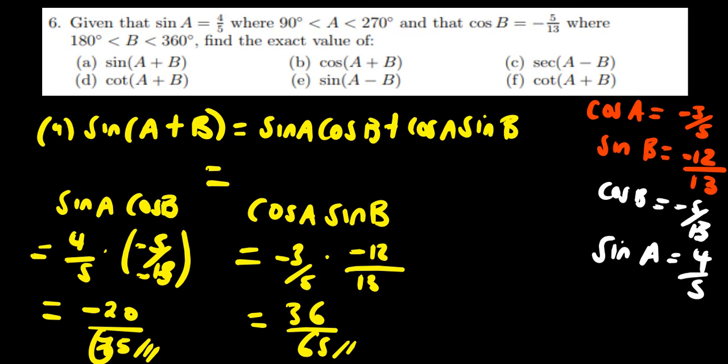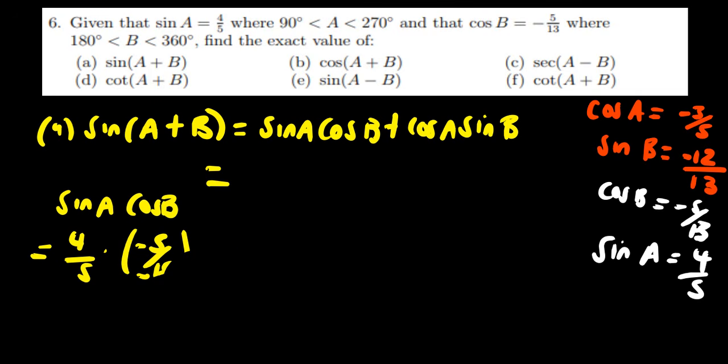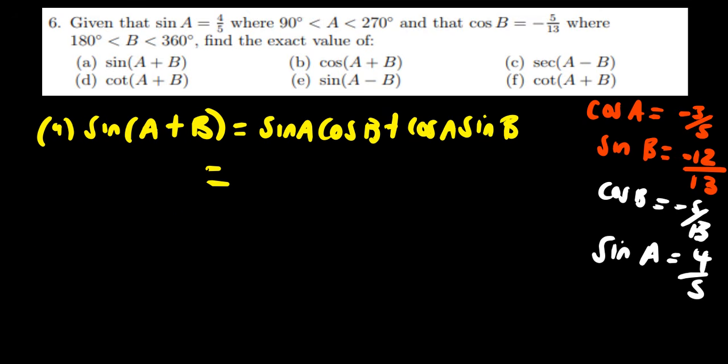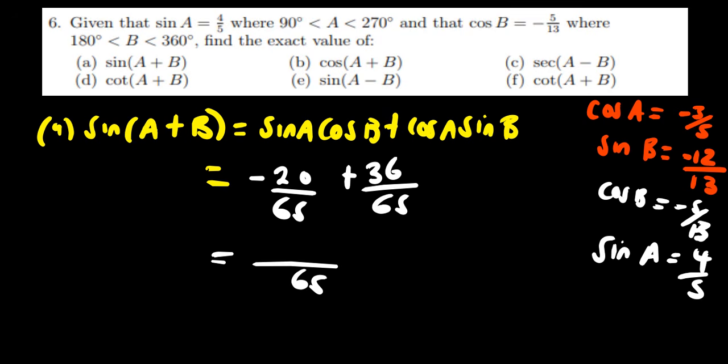So what are we going to do? We're just adding the two. So they both have the common denominator of 65. So what did we have? So we were adding negative 20 over 65 plus 36 over 65. And because they have the common denominator, this will be 65. Negative 20 plus 36, that just gives me is it a 16? Yeah, a 16, like that. So this will be the final answer.